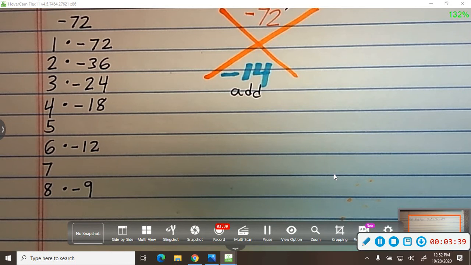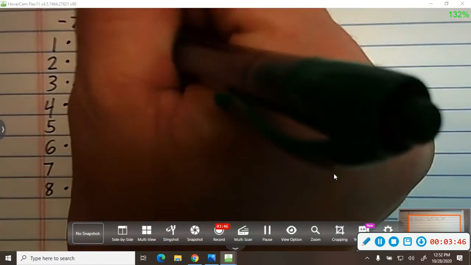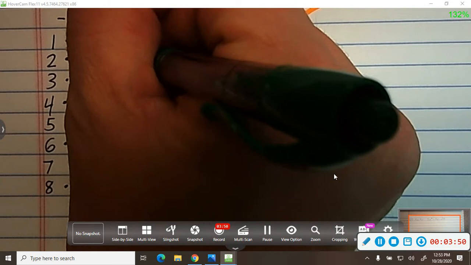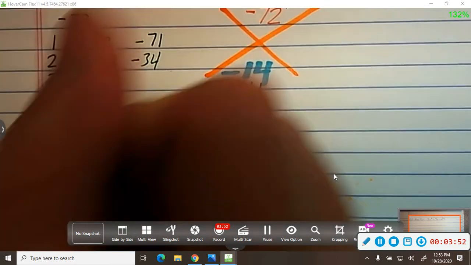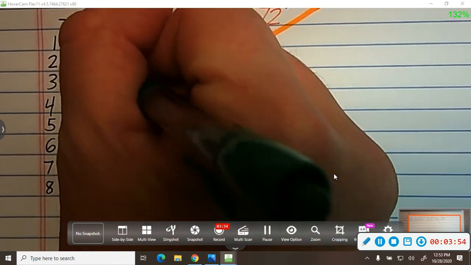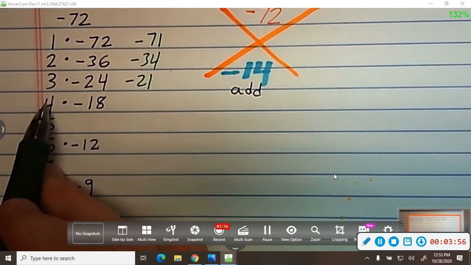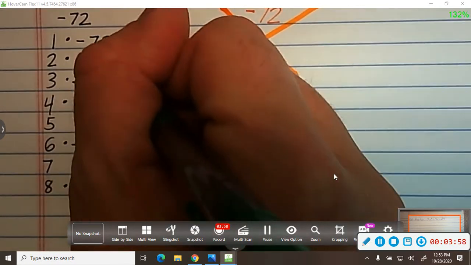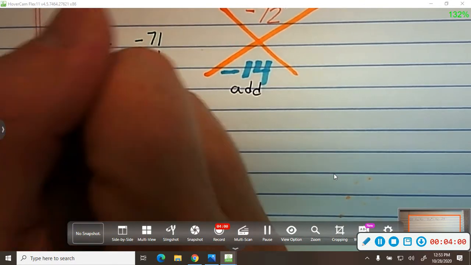But which one of those add to negative 14? Well, let's go through and add them. Those two added is negative 71. Those two added is negative 34. Those two added is negative 21. Those added is negative 14. So that's the combination I wanted.